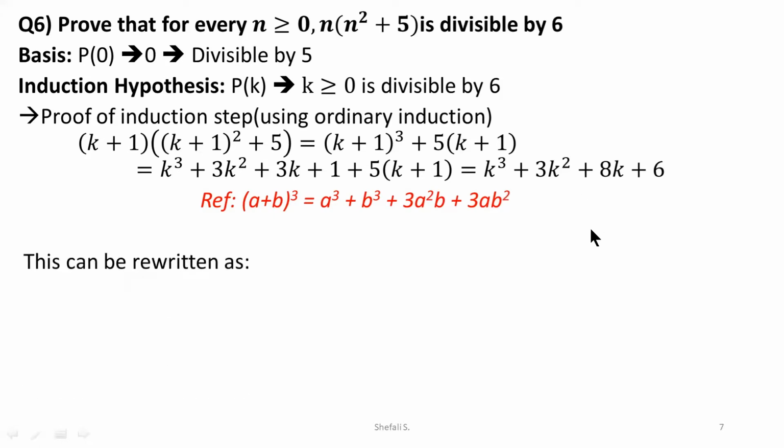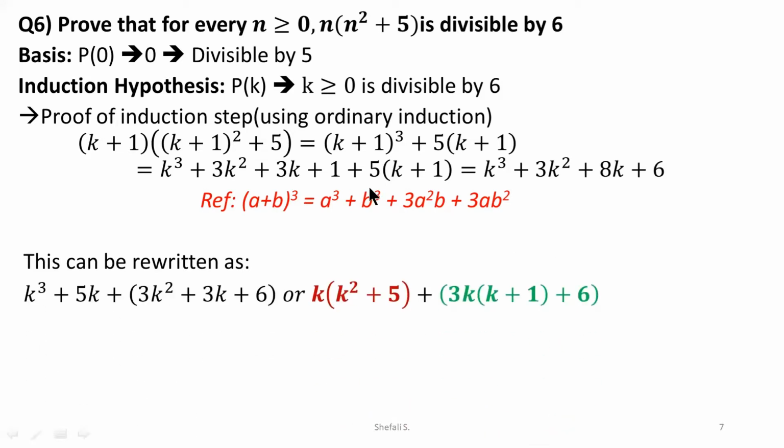Now looking at the requirement, we have to prove that the k plus 1 term should also be divisible by 6. So this particular equation can be rewritten in a form. I'm just looking at what exactly I have and where I need to move. So this can be rewritten as k in the bracket k square plus 5, which is actually proved earlier, and plus one more term. So ultimately this is the entire term we are expecting.